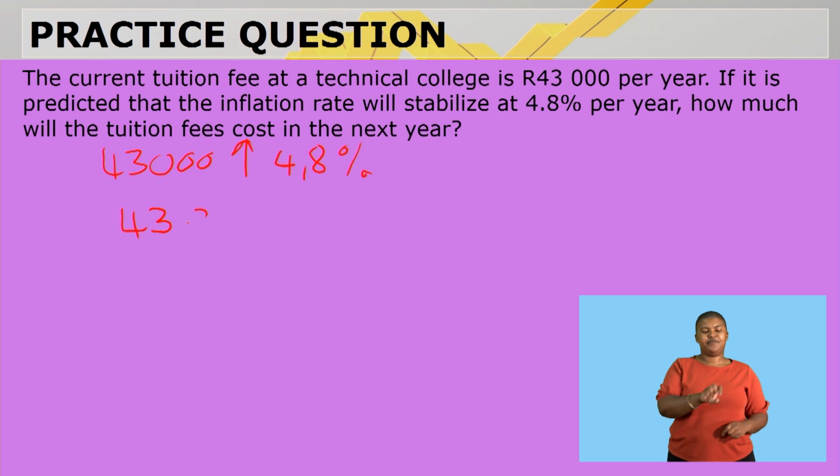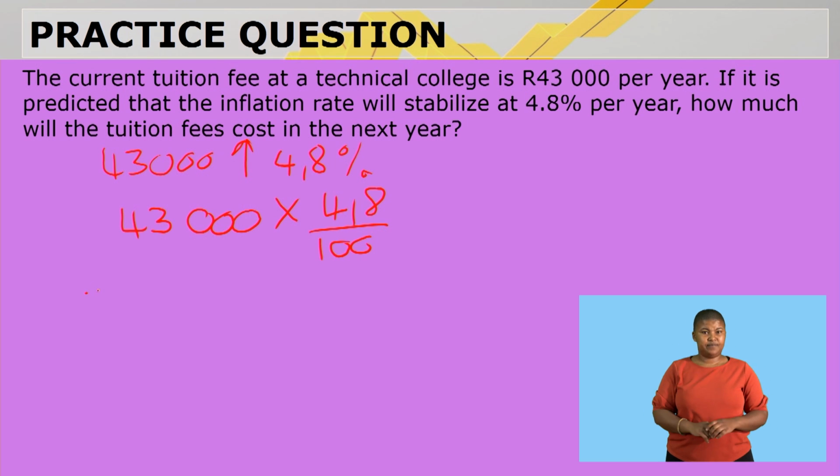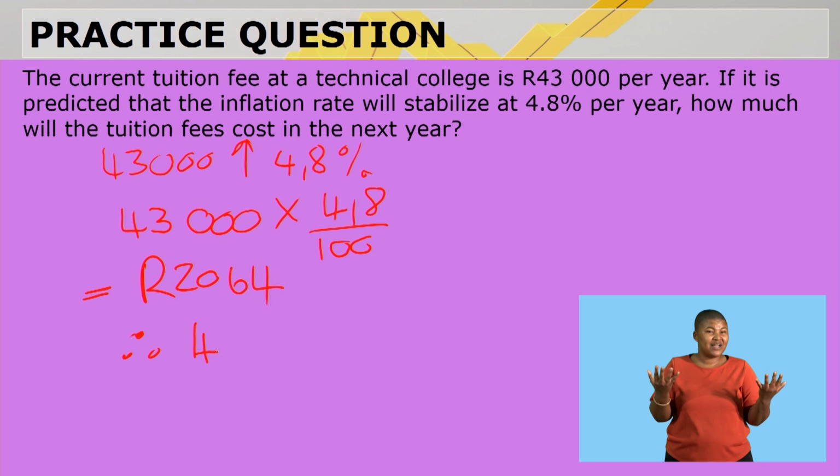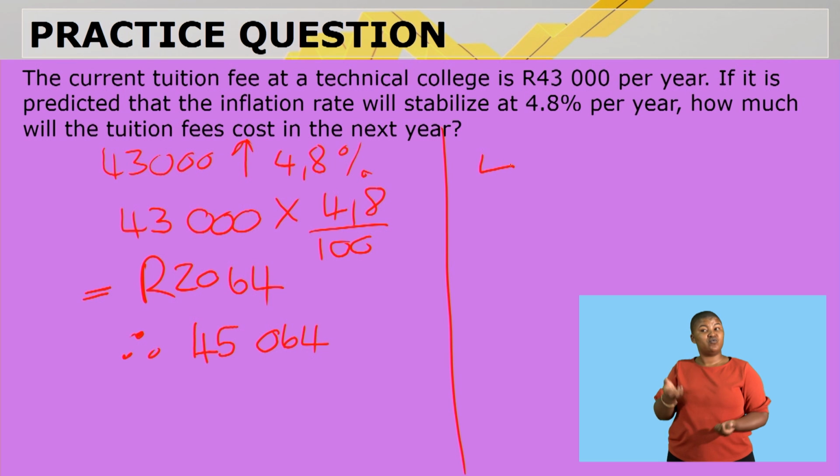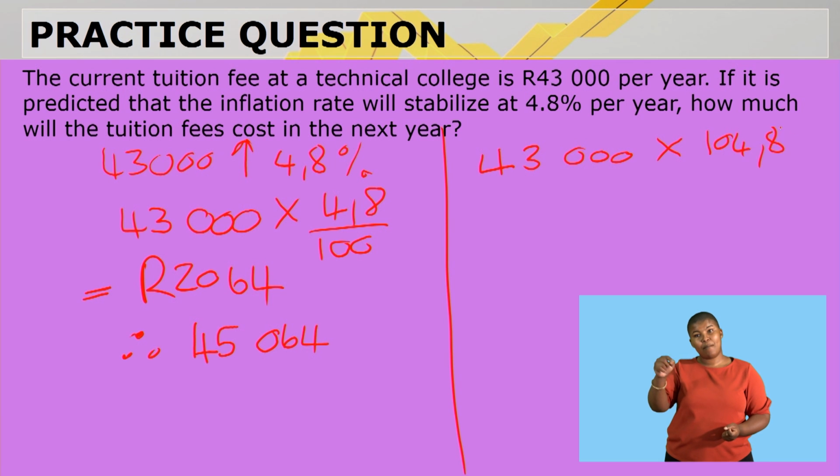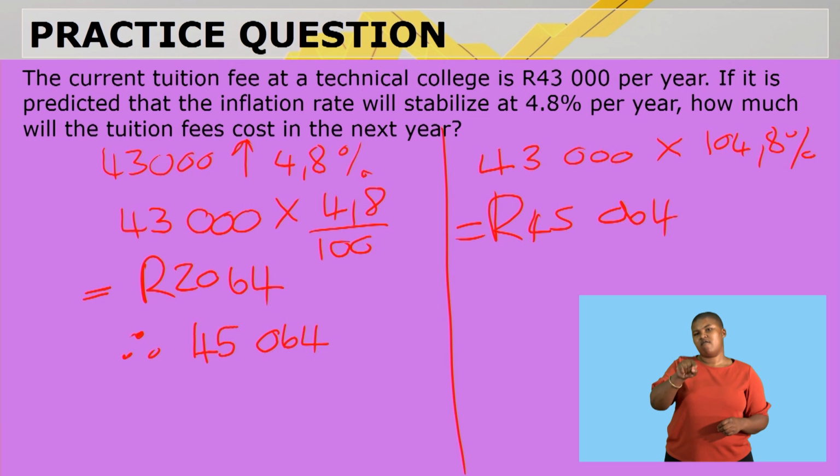So what are we going to do? We are going to say 43,000 times the 4.8 over 100, and we are going to calculate it with our calculators. 43,000 times 0.48, and that is 2,064 Rand. So that leaves us with a new amount of 45,064 Rand. Now remember, what you also could have done is start off by the amount times 104.8% and then jump straight to your final answer, and I prefer this way.